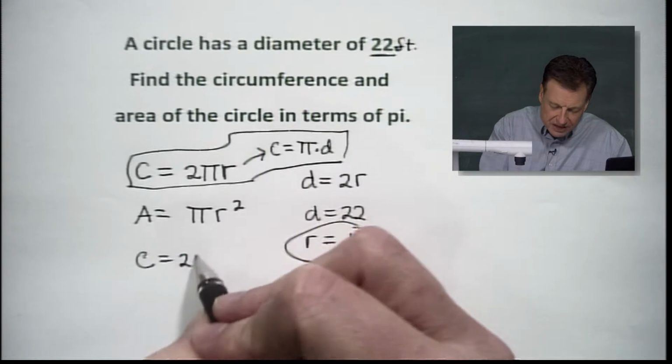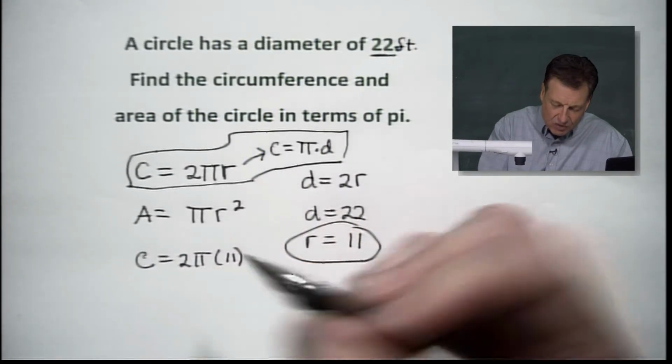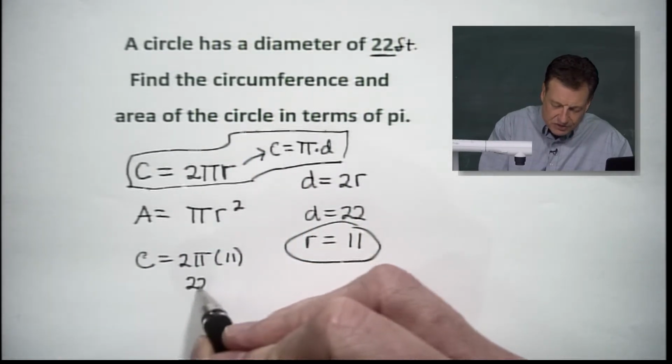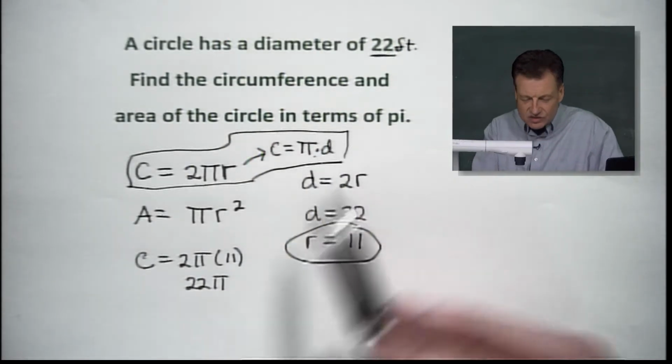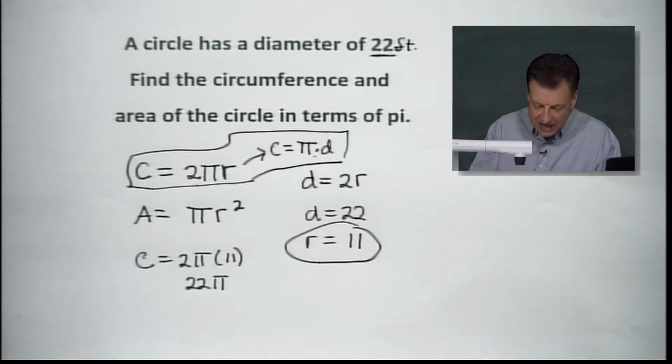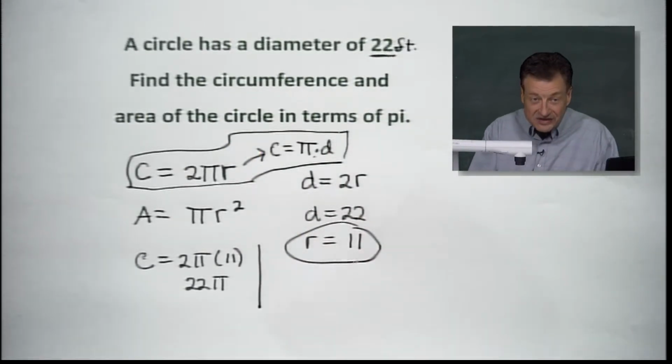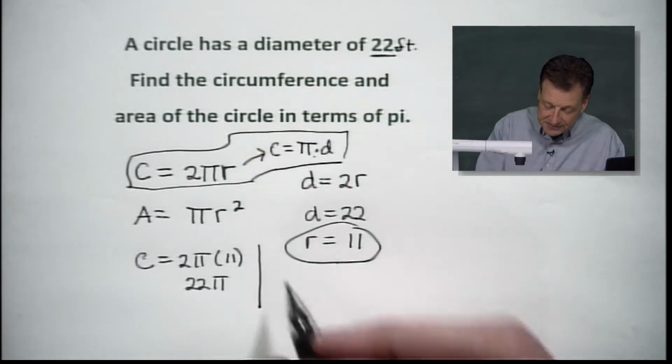And that's going to be 2 times pi, and we've got an 11 going in there. That's going to give us 22 pi. And like I said a minute ago, if you know that pi times d, that's quick, isn't it? Just 22 pi, throw the d in, you're done. Is that easy? It's that easy. Now, let's keep going here.